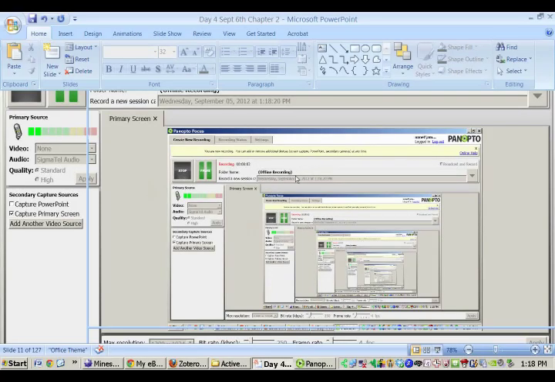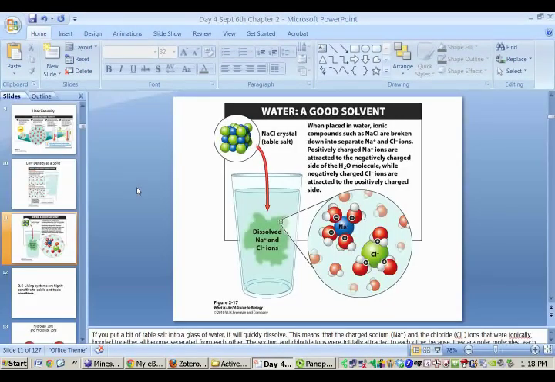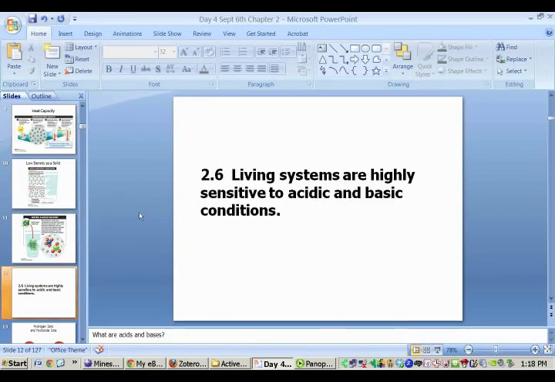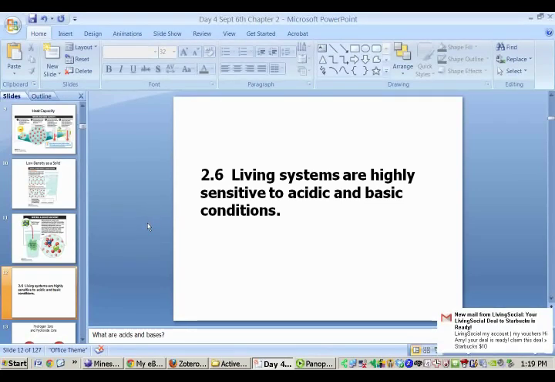Okay, this is video number 2 of day 4, and we had just been talking about water as a good solvent. Next, we will be getting a little bit into acidic versus basic conditions. Things out there in the environment are often very susceptible to acidic or basic conditions. Some of you may have heard of acid rain before, or you may know about some of the chemicals in your cleaning supplies cabinet that may have basic or acidic properties to them.